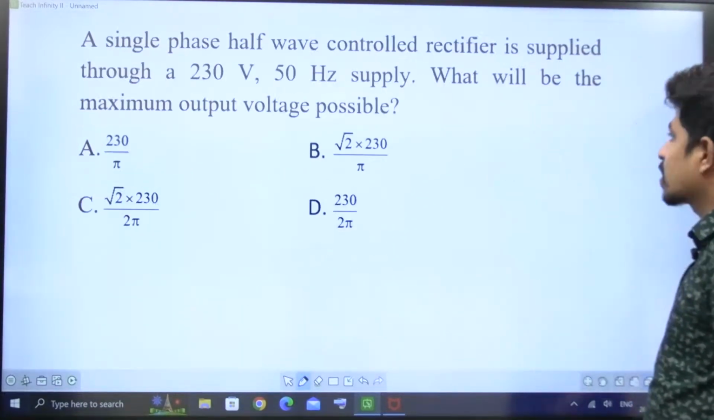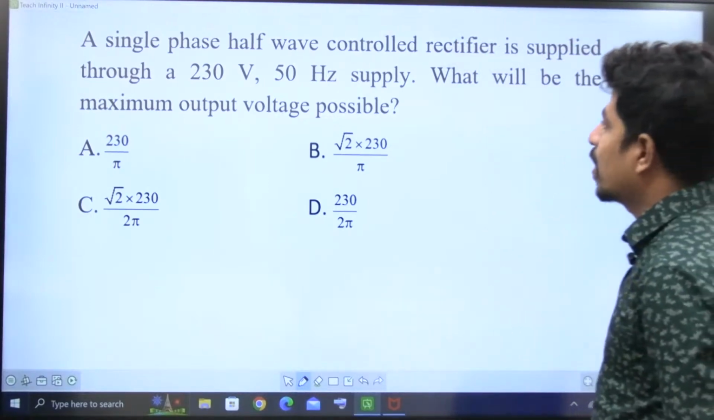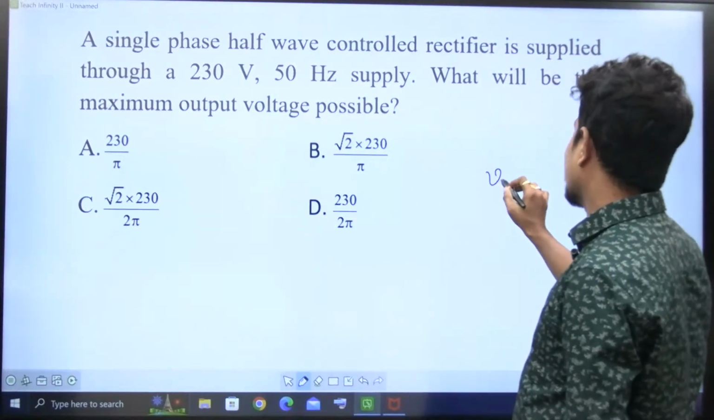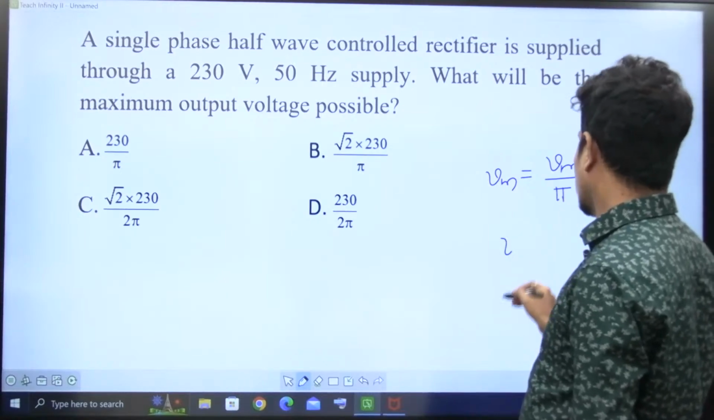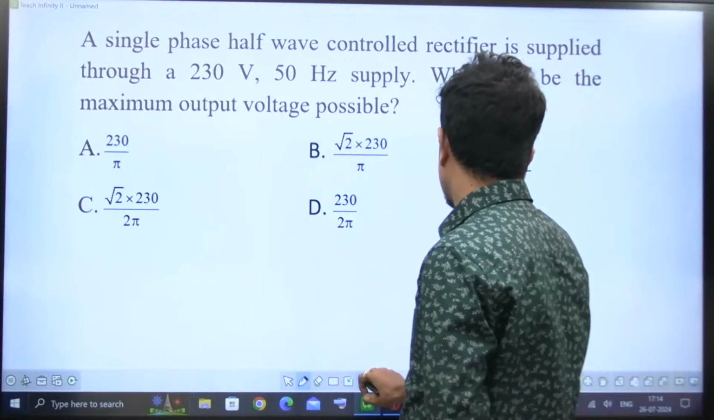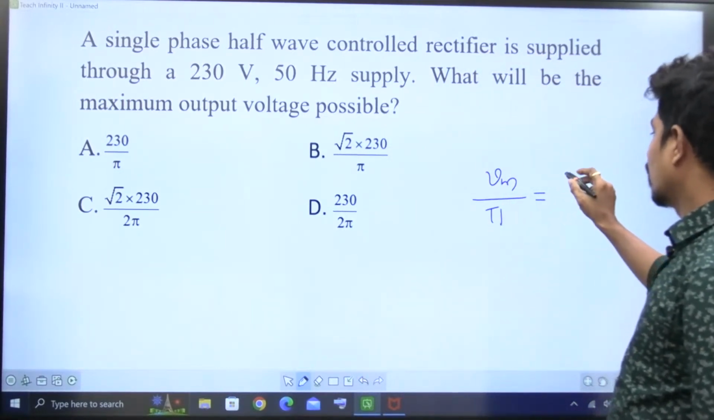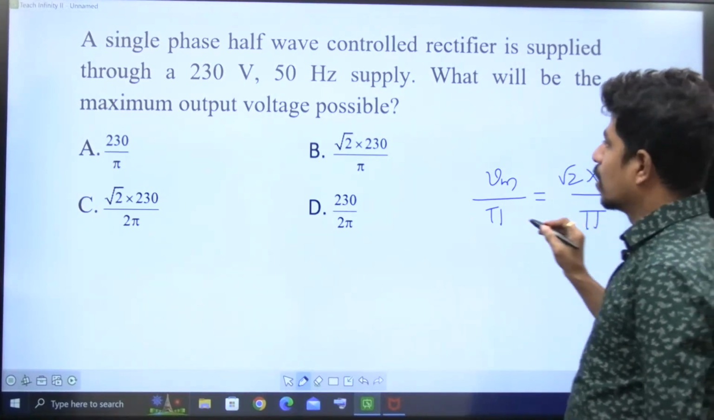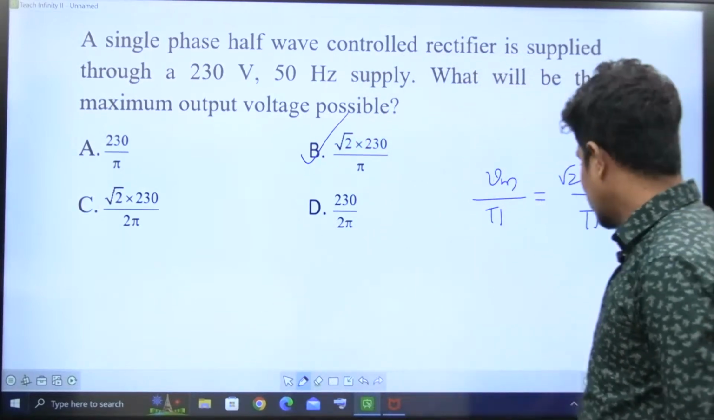Okay. Next question, please. A single phase half wave controlled rectifier is supplied through a 230 volts, 50 hertz supply. What will be the maximum output voltage possible? See, maximum value is Vm by pi. So the maximum possible value itself is Vm by pi. What is Vm? Vm is root 2 into Vrms, that is root 2 into 230 divided by pi. Option B is the perfect answer for the given question.